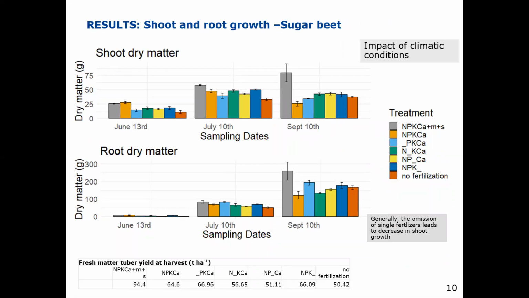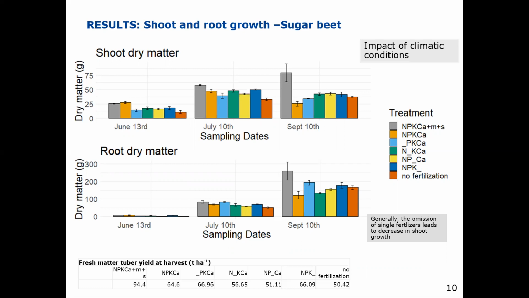We come now to the results section. In this slide, we present the mean values of shoot dry matter on the top and root dry matter in the bottom, as affected by the treatment and for the 3 last sampling dates. The treatments present different values of root dry matter. The non-fertilized treatment is showing lower shoot dry matter than the fully fertilized with manure.